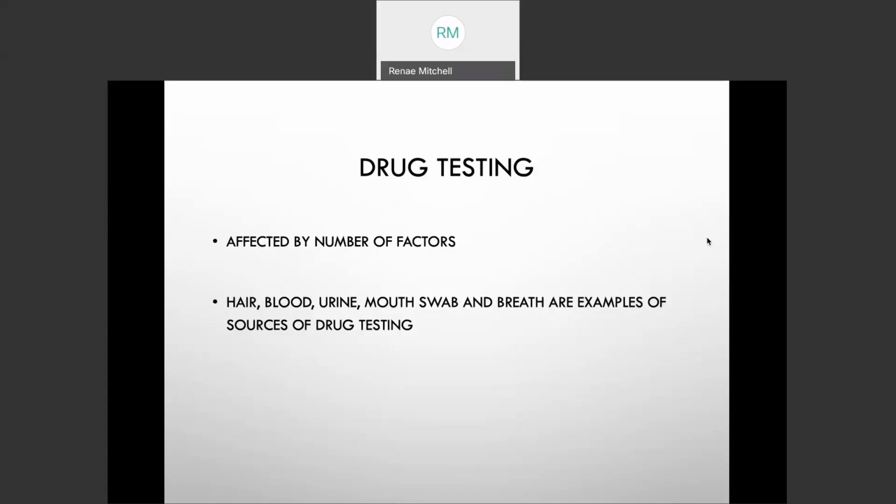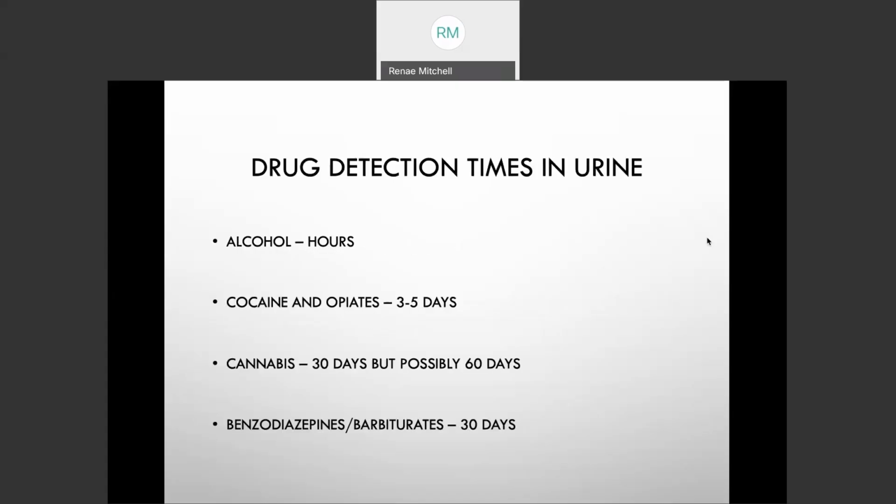So are you testing hair, blood? Are you testing the urine? Are you taking a mouth swab? Are you doing a breathalyzer? These are all different types of drug testing. We'll talk about these in more detail.